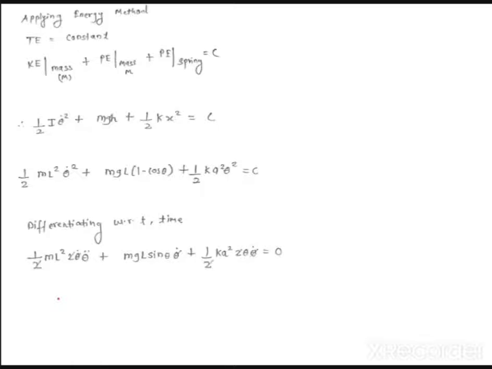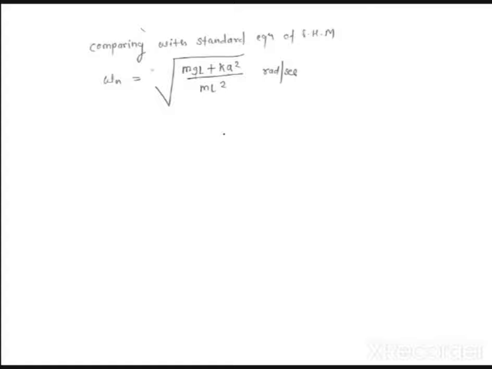So finally what I get is ml² θ̈ + mgl θ + k² θ. You know that we have to compare this with simple harmonic motion. So θ̈ + ((mgl + k²)/(ml²)) θ = 0. Finally, comparing with the standard equation, what is the standard equation? θ̈ + ωn² θ = 0.